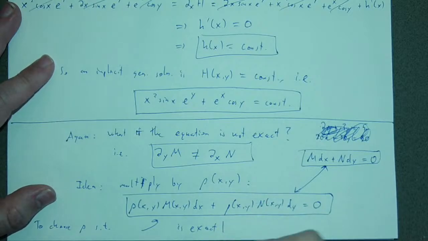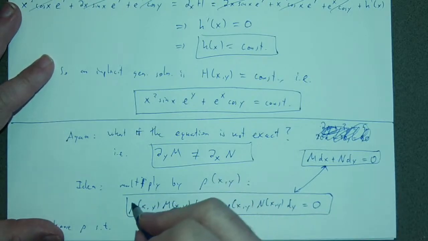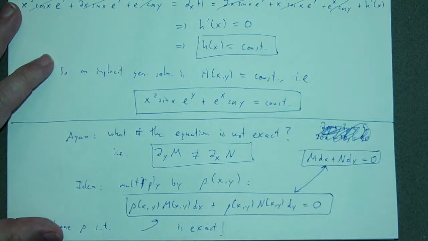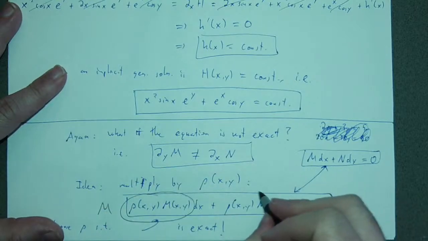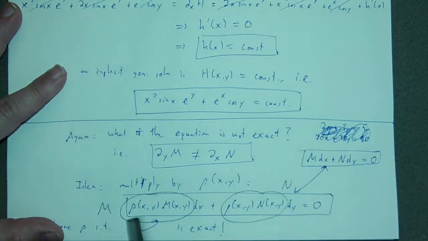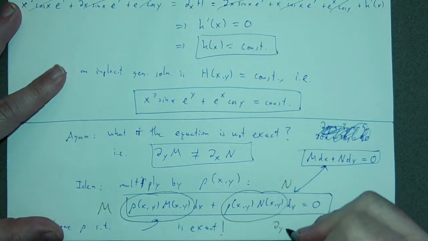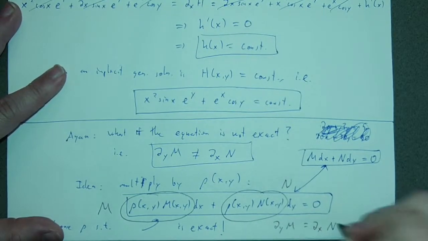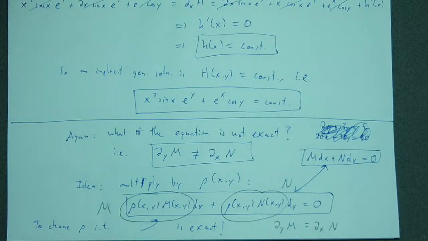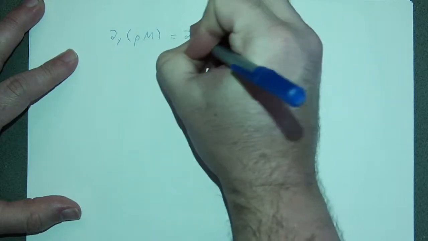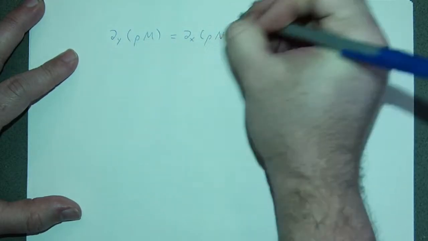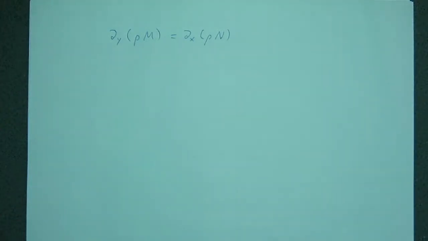So if I call this thing my big M, and I call this thing my big N, then the idea is that the y partial of big M is equal to the x partial of big N. Now we saw yesterday that if you actually write out what this means, the y partial of rho M must be equal to the x partial of rho N. This is the best way of remembering what has to go on here.